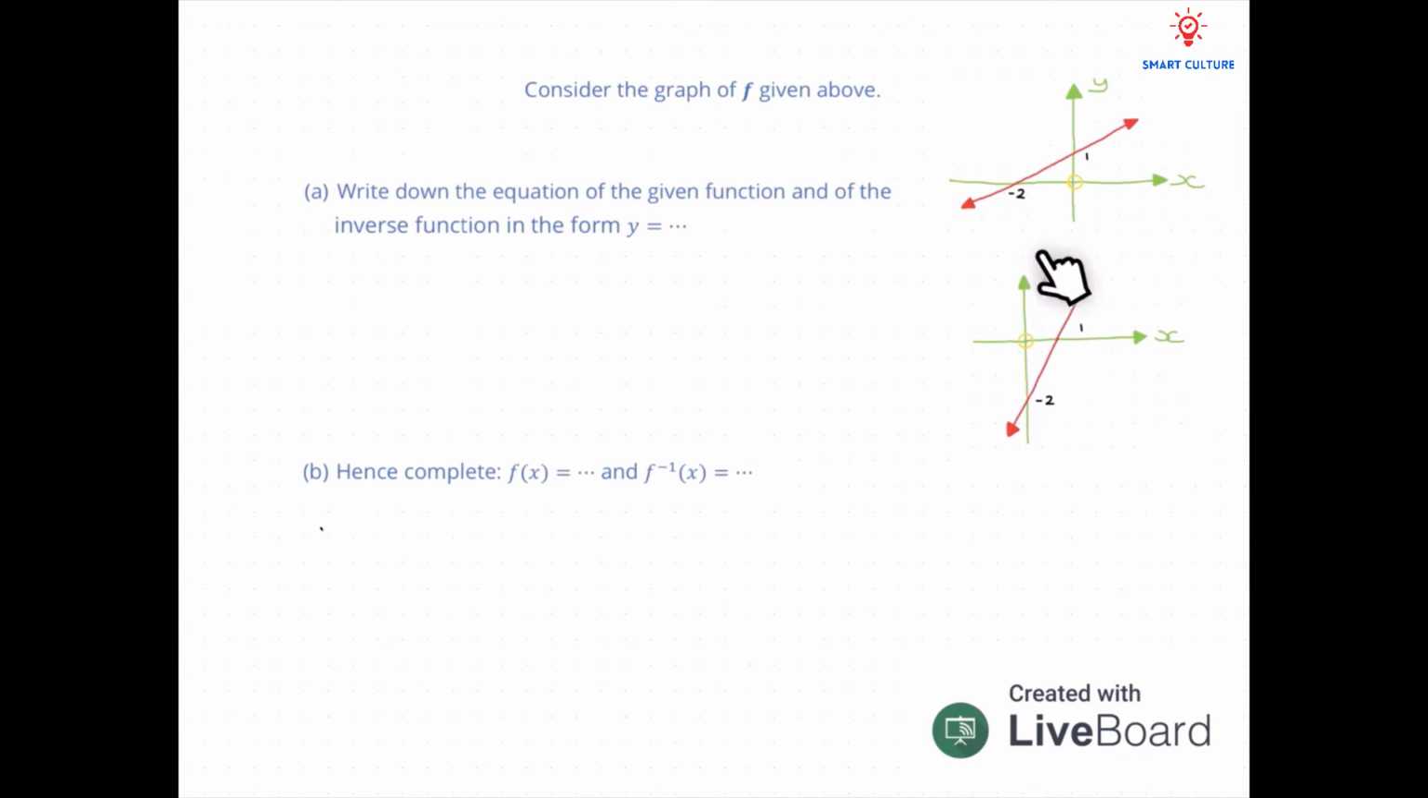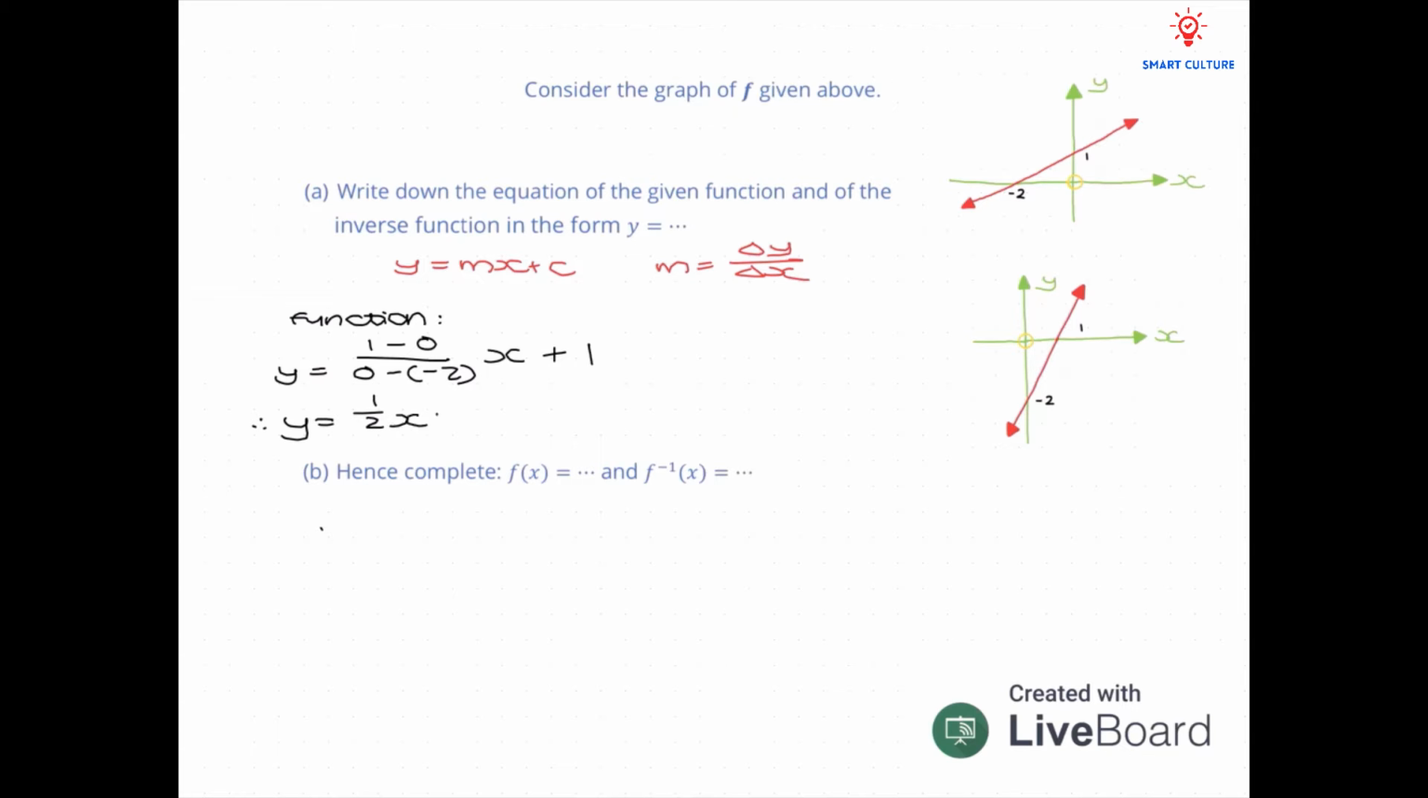For the next question, we're given the same graph and asked to write down the equation of the given function and of the inverse function in the form y is equal to. So we know that the equation of a straight line graph is y is equal to mx plus c, where m is equal to the change in y over the change in x, or rise over run, and c is simply the y-intercept, where x is equal to 0. So for our function, this would be y is equal to (y2 minus y1) over (x2 minus x1) x plus c, which is your y-intercept, which is equal to 1. Therefore, y is equal to a half x plus 1.